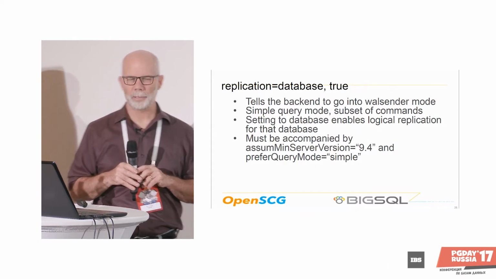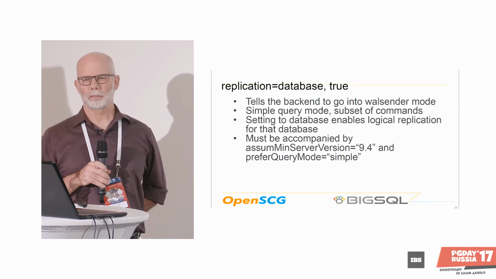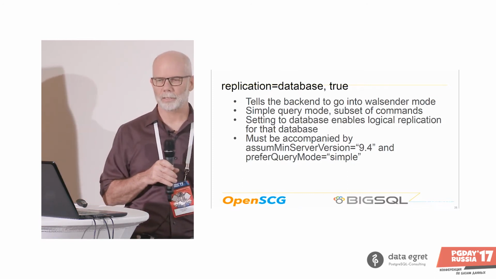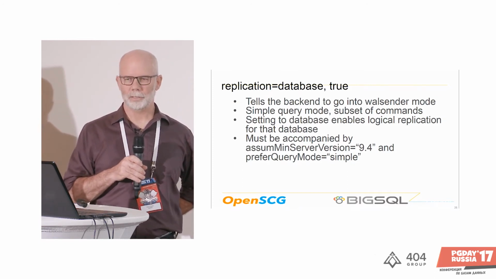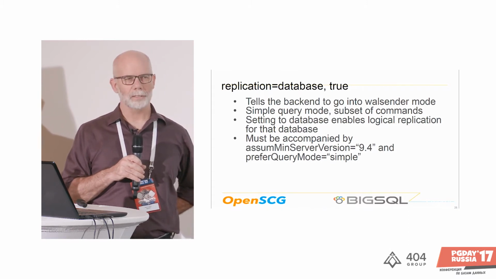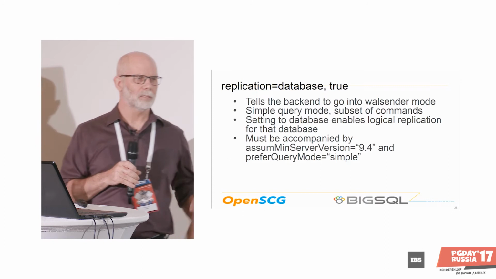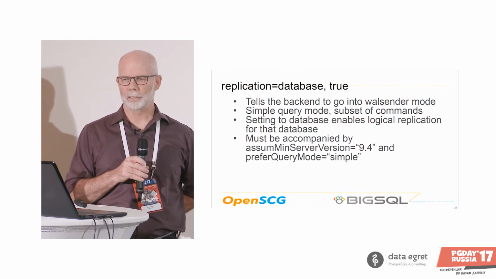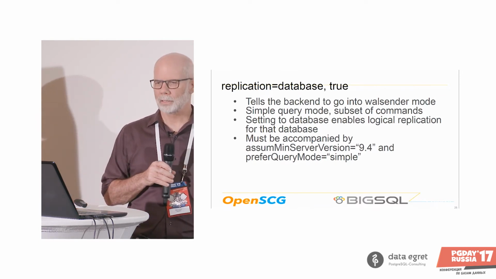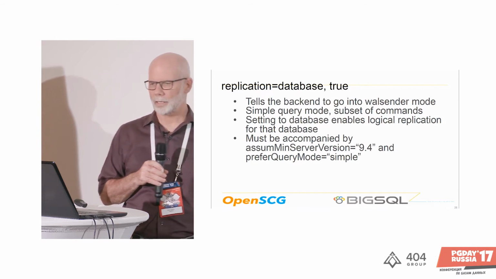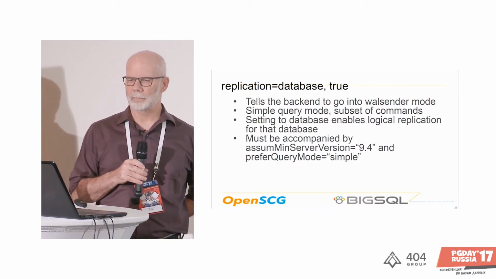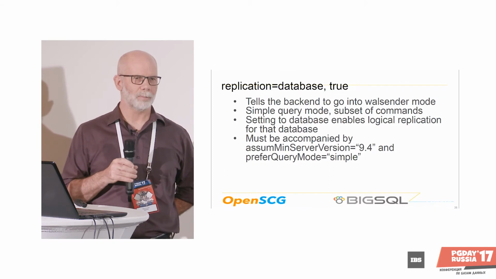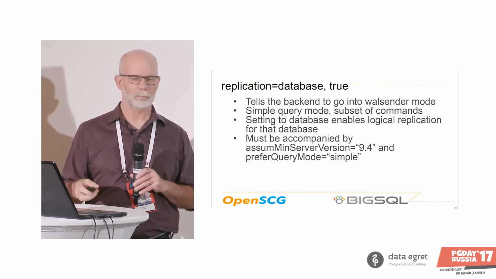So this replication equals database. One of the exciting new features that I'm going to talk about later is called logical replication. And this particular connection parameter is required in order to get a replication connection. We'll talk about that later on. But essentially, when you say replication equals database, it tells the backend to go into WAL sender mode. You have to use simple query mode, as I talked about earlier. And as I said, it must be accompanied by assume minimum version equals 9.4 and query mode equals simple.